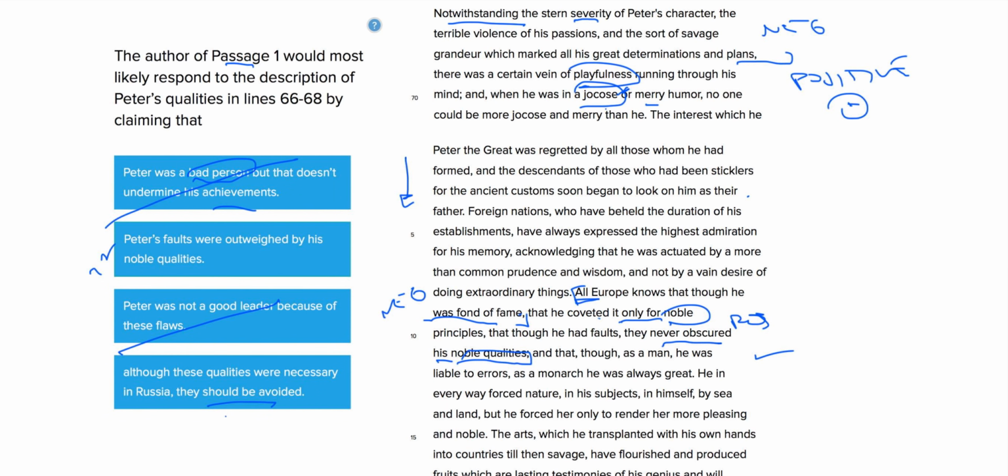Although the author of passage 1 admits the particular difficulties of accomplishing what Peter accomplished in the frozen climes of ancient Scythia, which is in Russia, this doesn't factor into a discussion of Peter's faults at all. So we can get rid of that one as well. And that leaves us with answer choice B as the correct answer choice.